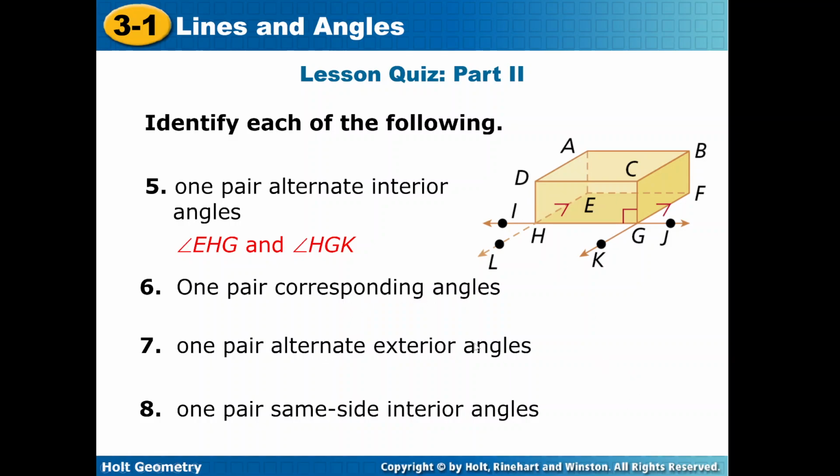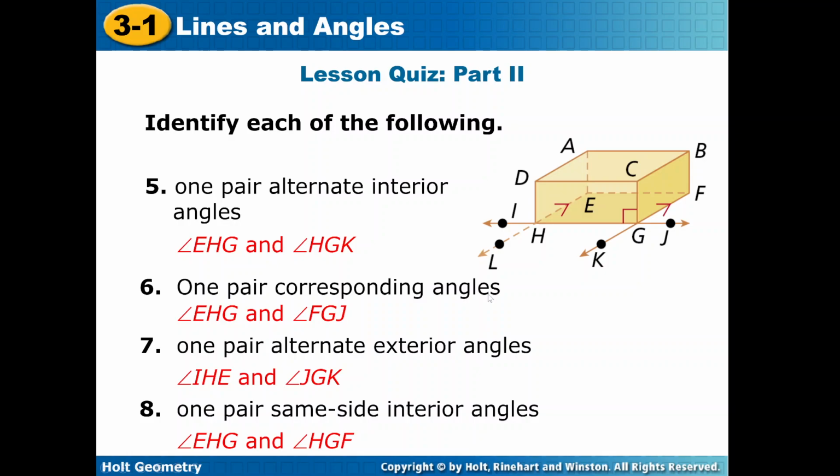And then one pair of corresponding angles: EHG and FGJ. One pair of alternate exterior angles: IHE and JGK. One pair of same side interior angles: EHG and angle HGF. So check this out, you can always come up with the solutions. The lines are parallel, so there are many different types: corresponding, alternate exterior, alternate interior, and same side interior.